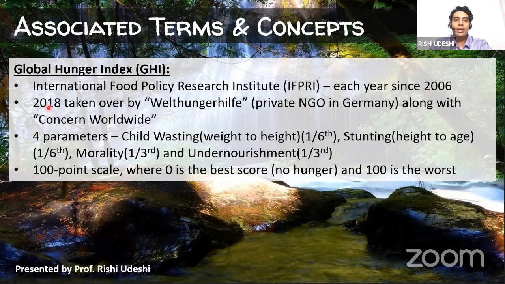But in 2018, IFPRI was changed, and there was another institute. The other institute was Welt Hunger Hilfe. I don't know how to pronounce it. It's basically a German name. So it's a private NGO in Germany. Okay, Welt Hunger Hilfe, I guess that's the pronunciation.